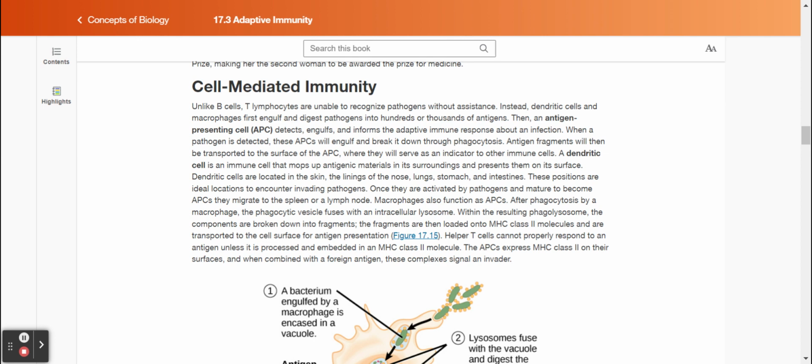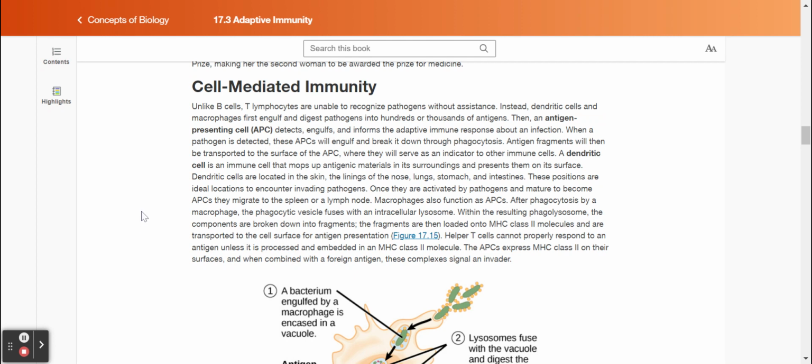other immune cells. A dendritic cell is an immune cell that mops up antigenic materials in its surroundings and presents them on its surface. Dendritic cells are located in the skin, the linings of the nose, lungs, stomach, and intestines. These positions are ideal locations to encounter invading pathogens. Once they are activated by pathogens and mature to become APCs, they migrate to the spleen or a lymph node. Macrophages also function as APCs.